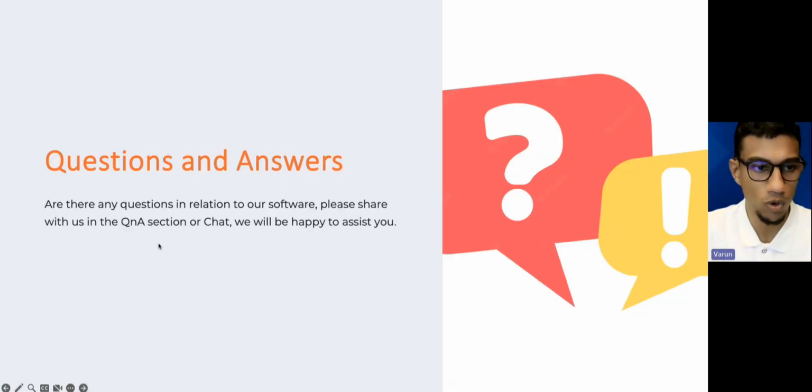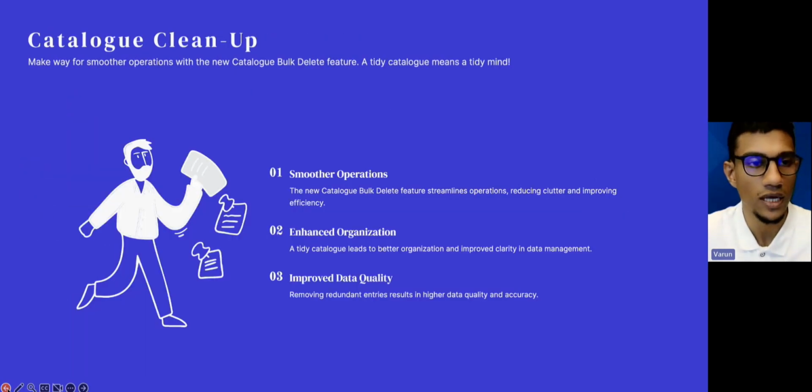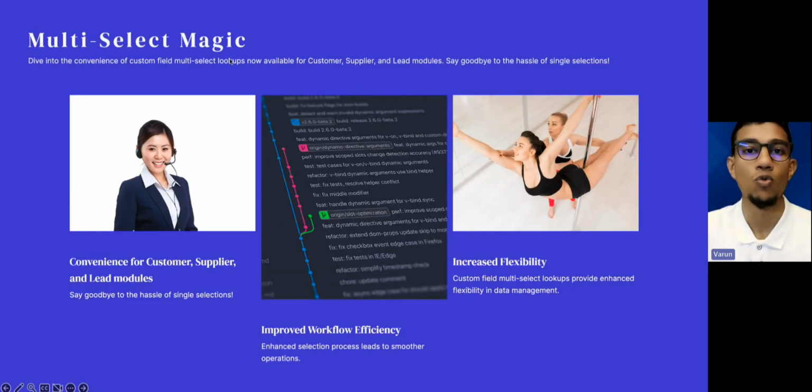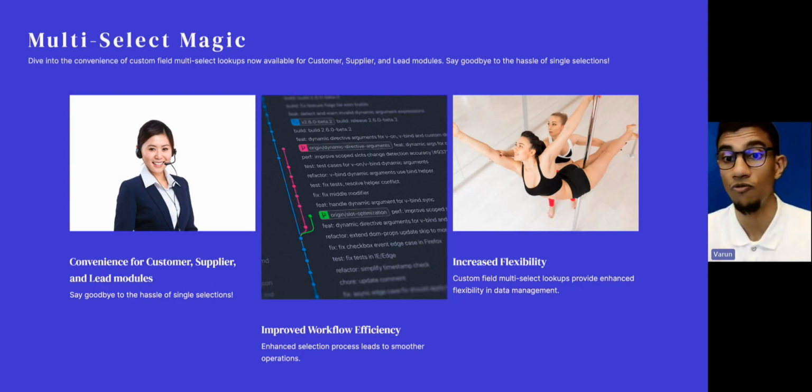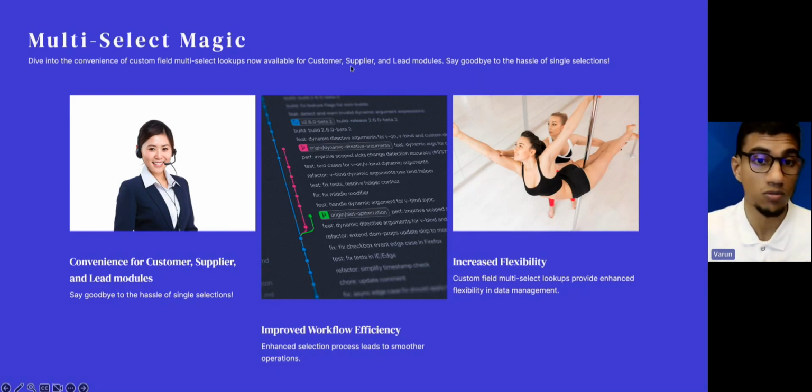So those were the issues, enhancements, and the feature updates that we had. We started with multi-select magic. Let me just iterate it once again. Everybody knows that there is a lookup custom field that we can create. And right now we have introduced a multi-select lookup field. Why? If you have multiple data to be pulled from customer, supplier, or the lead module, you will be able to do that without any hassle.